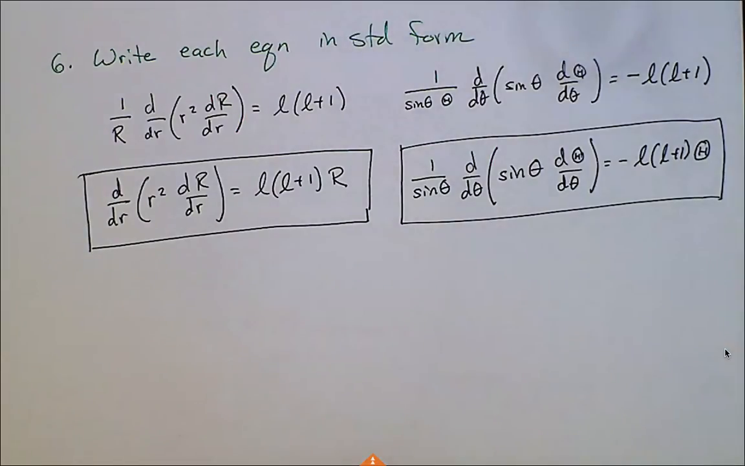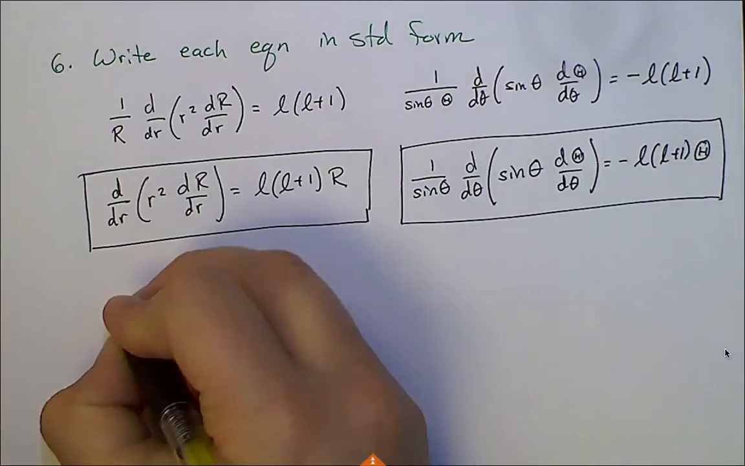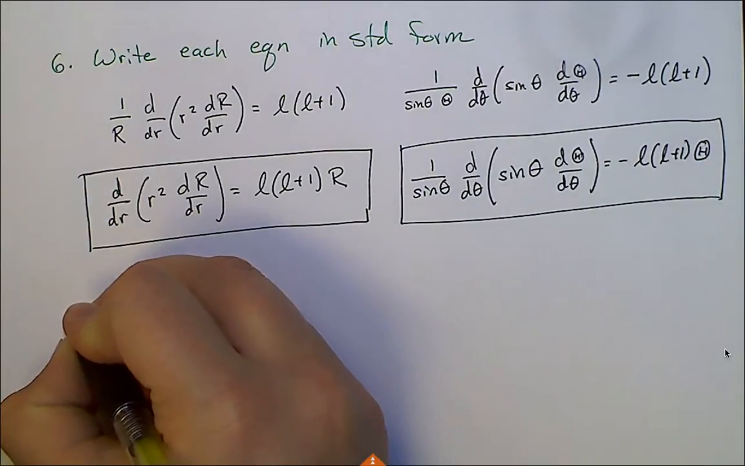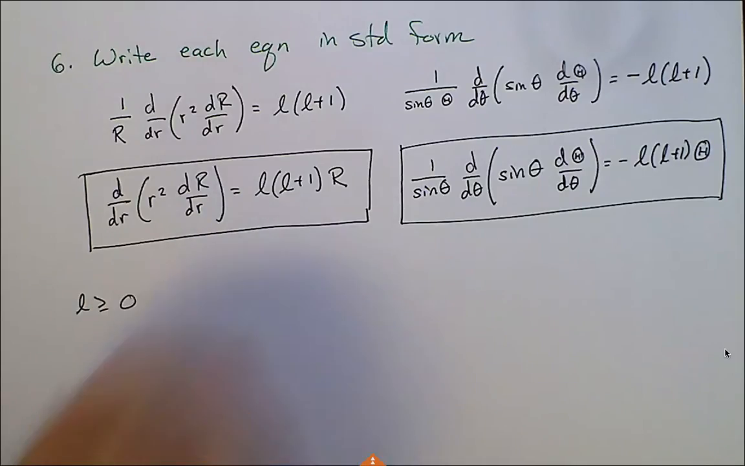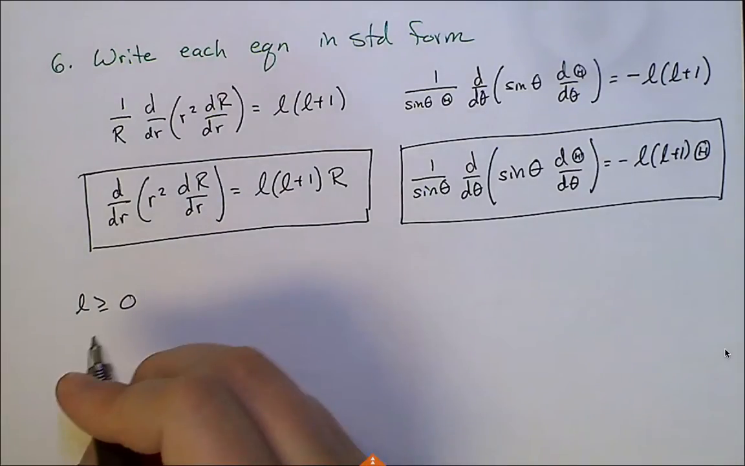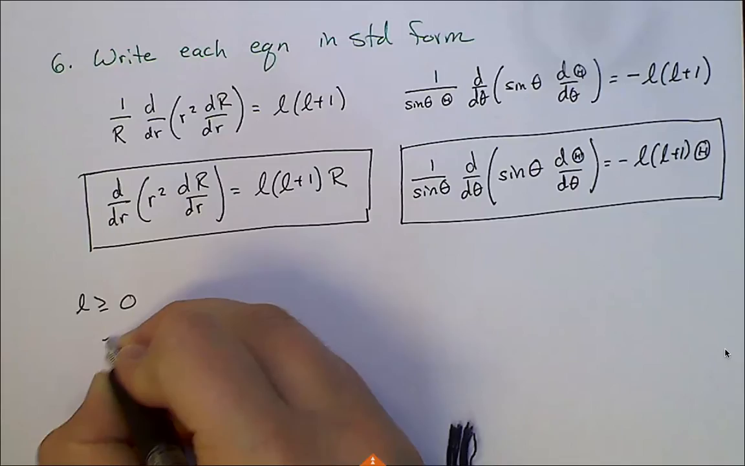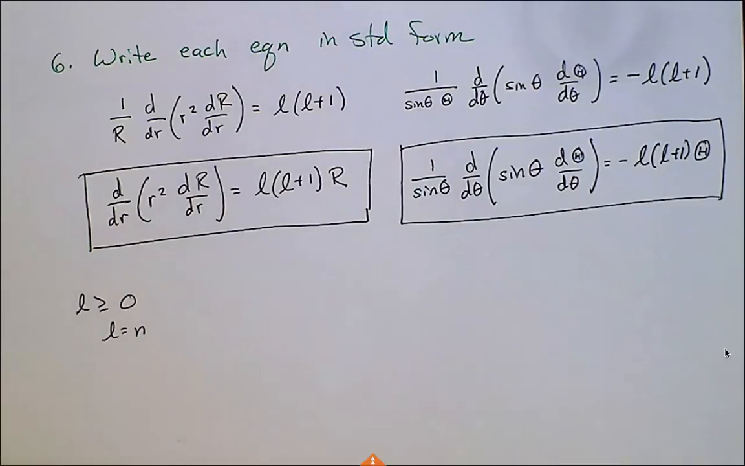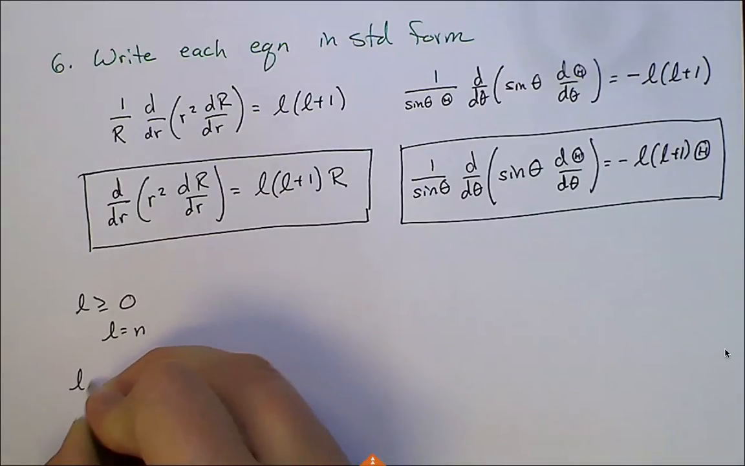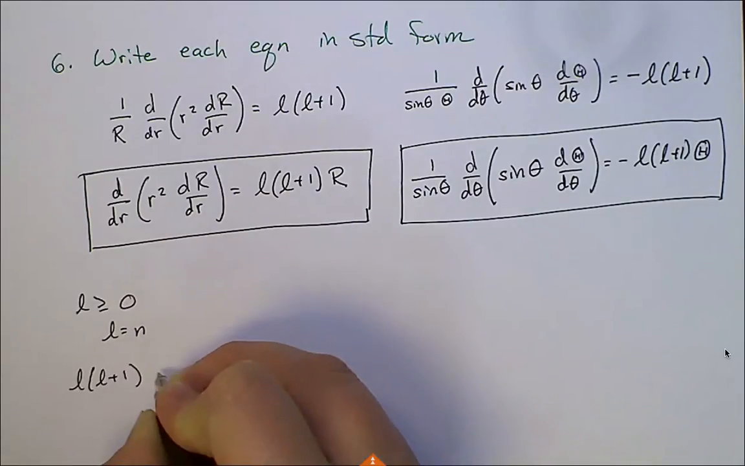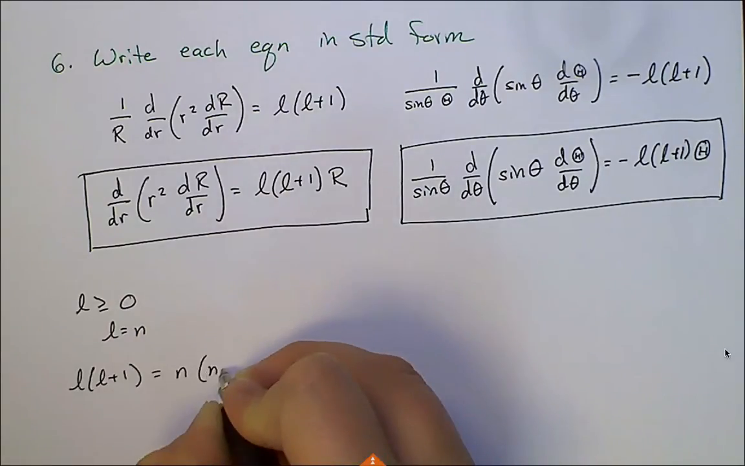All right, so later we'll see L is going to be an integer, but let's consider the case where L is positive, bigger than or equal to 0. So let's say L equals n, where n is some positive number. Then L times L plus 1 is going to be n times n plus 1.